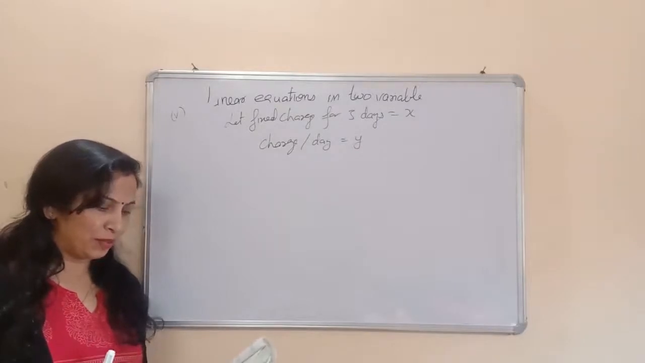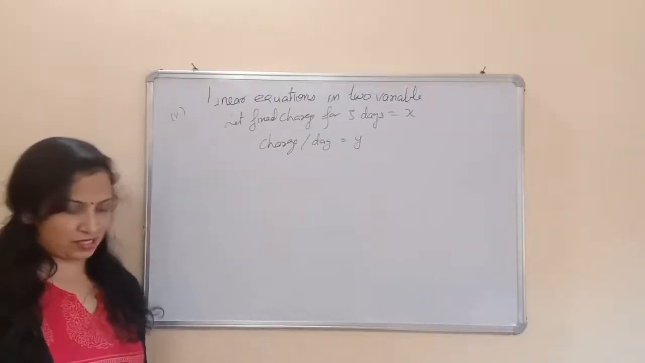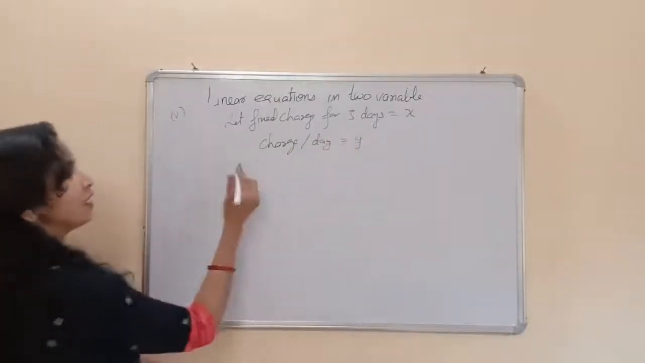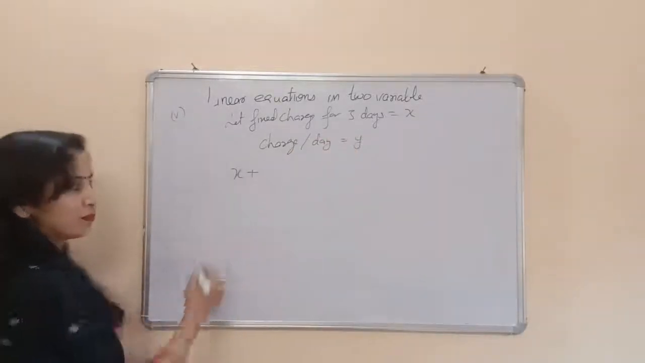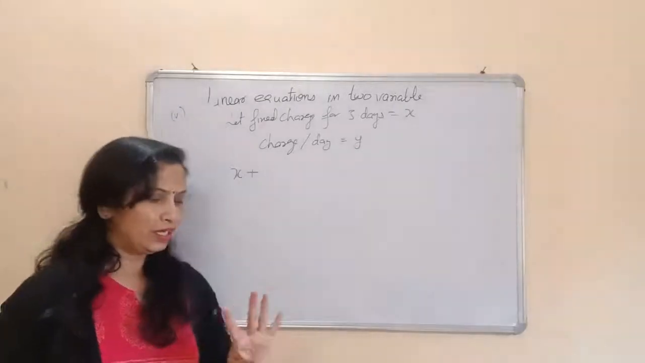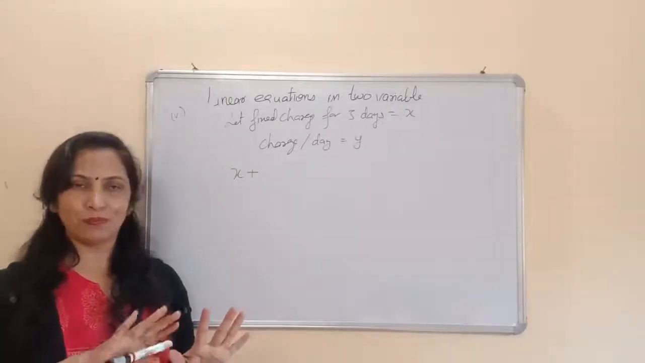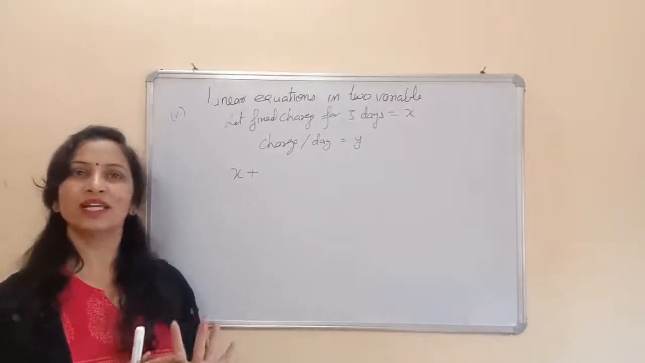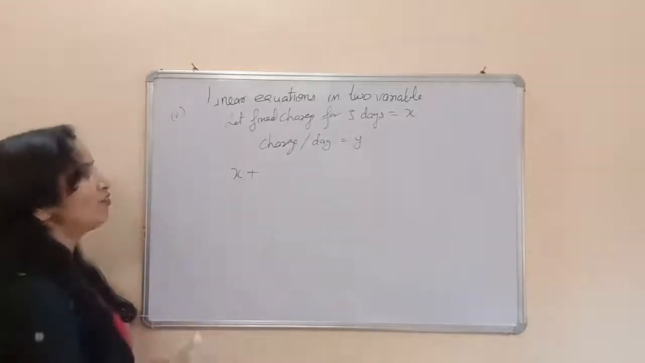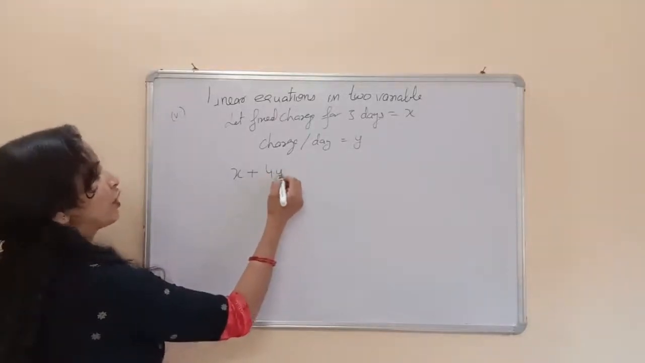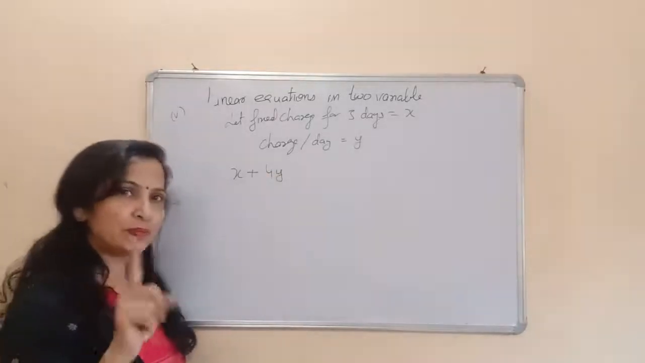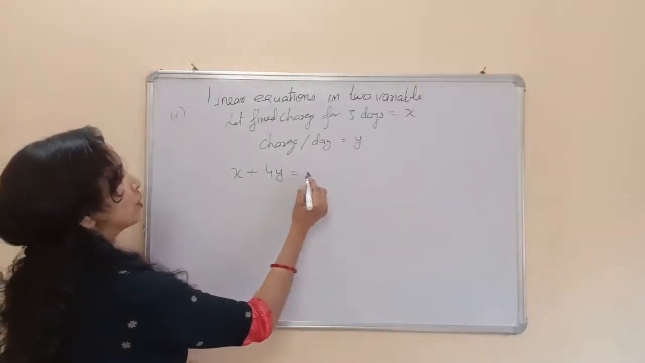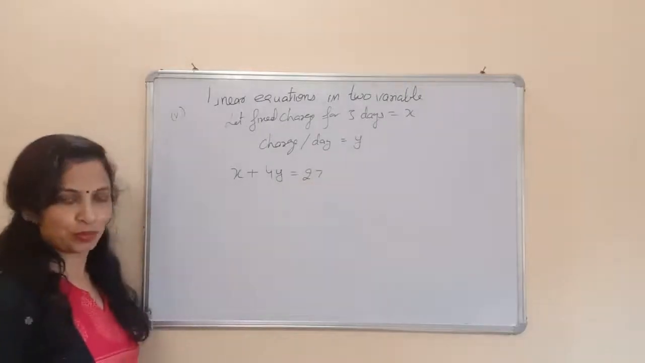Sarita paid 27 rupees for 7 days. Now for 7 days, out of the 7 days, for the 3 days she has to pay X rupees. And in these 7 days, if she has paid for 3 days, how many days are left unpaid? These 4 days are left unpaid. So for the remaining 4 days, she has to pay 4Y rupees, because Y is the cost per day, for each day, for the 1 day. So X plus 4Y, the total cost, is 27 rupees she has to pay for 7 days.